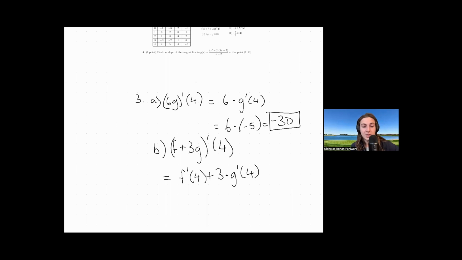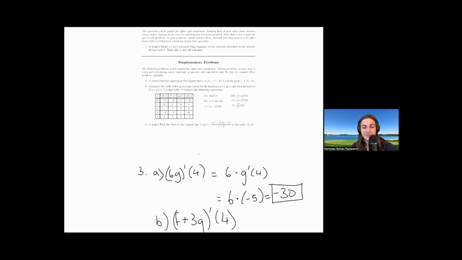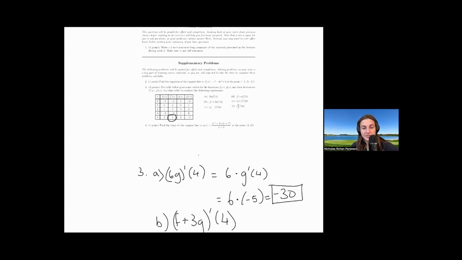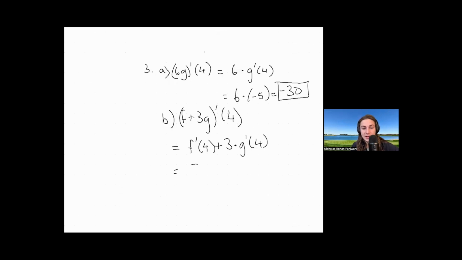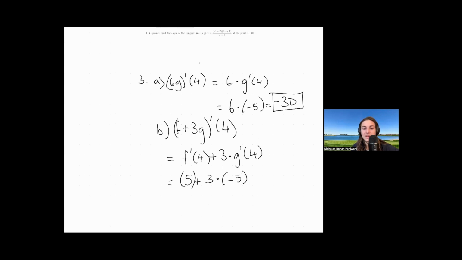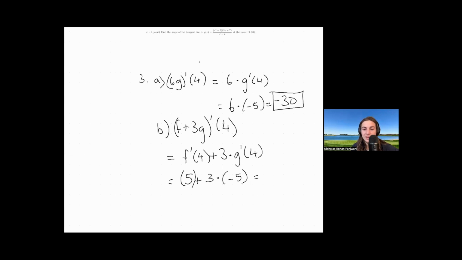So accordingly, we have f prime of 4 is 5. So this is 5 plus 3 times -5. So the g prime of 4 is the same as it was before. So 5 plus -15 is -10. Okay.